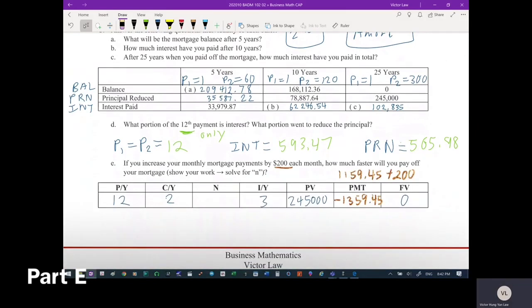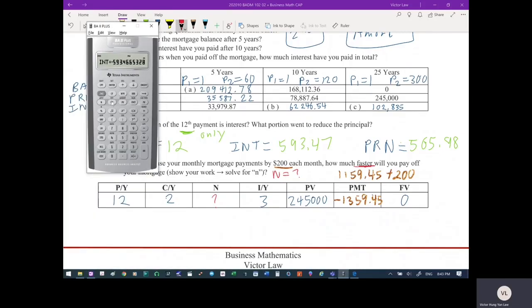So in part E, I'll show you one strategy to pay off your mortgage faster, and that's by increasing your monthly mortgage payments. In part E, the question is: if you increase your monthly mortgage payment by $200 each month, how much faster will you pay off your mortgage? All the numbers are the same, and now we're just increasing the monthly mortgage payment by $200 each month. So now we have negative 1359.45, and what we're solving for in this question is N. We're looking for how much faster, right? So we can plug that in.